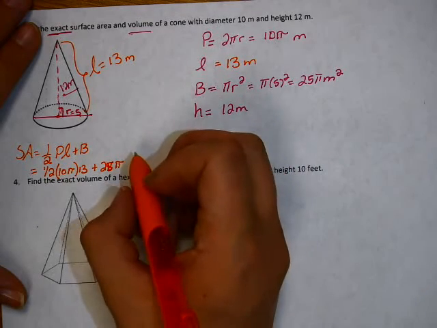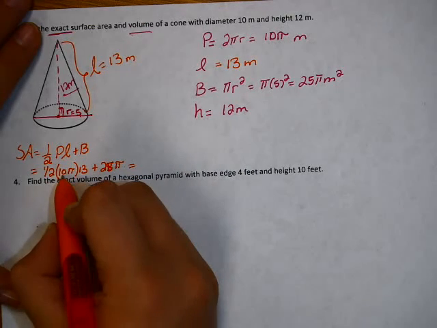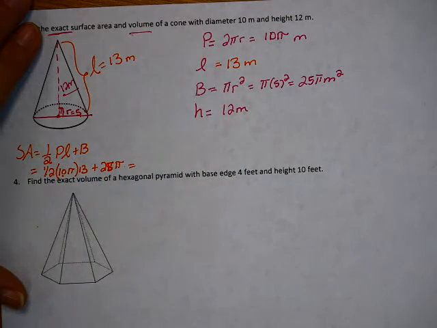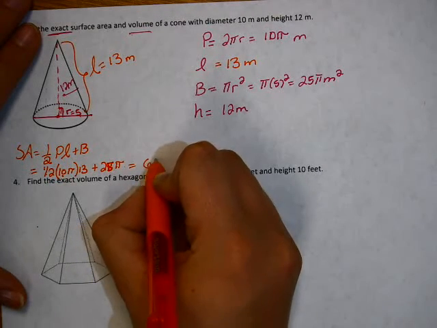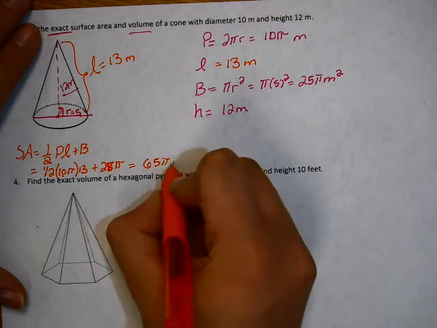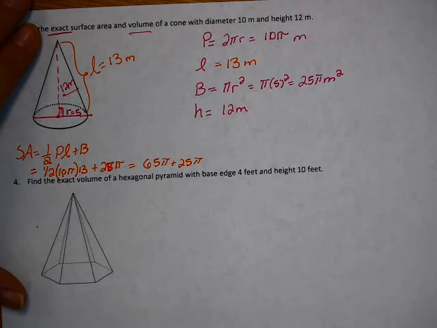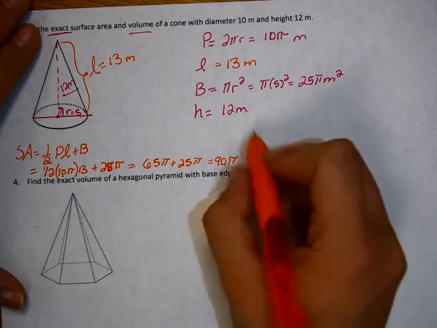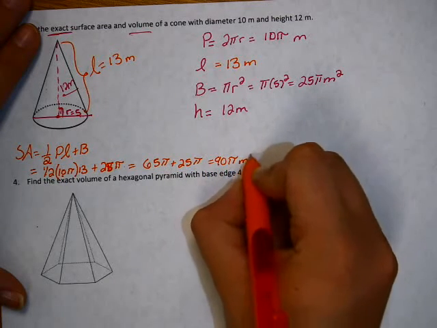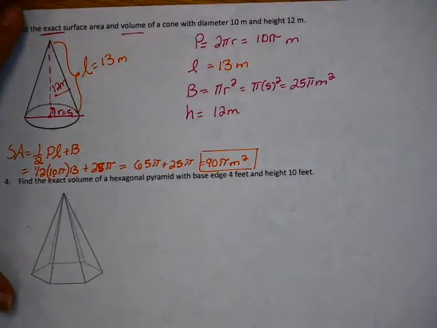Alright, so if I clean this up a little bit, half of 10 is 5. 5 times 13, we get 65 pi plus 25 pi is 90 pi meters squared. Alright, so that's our surface area.